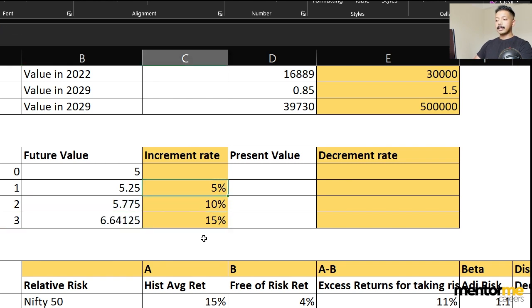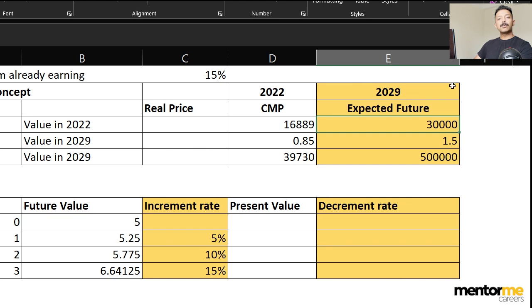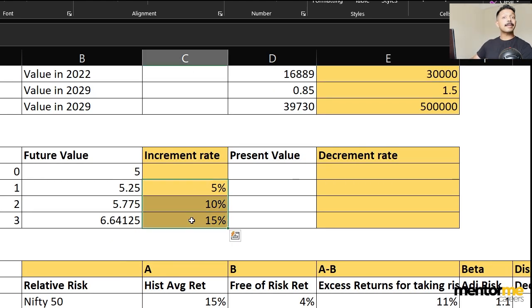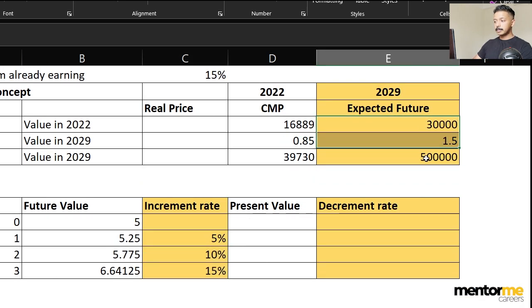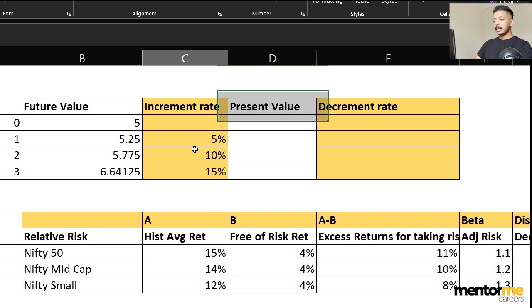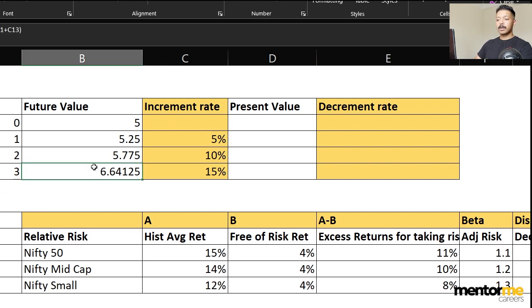So these are not the truth. These are just assumptions. If somebody has got the expected future price, they have assumed a certain increment rate, but at the end of the day, it's an assumption. How they arrived at that assumption is based on their own specific research, but this is not necessarily going to happen. It might happen, it might not happen. Anyway, 6.64 is the future value of 5 rupees after 3 years.